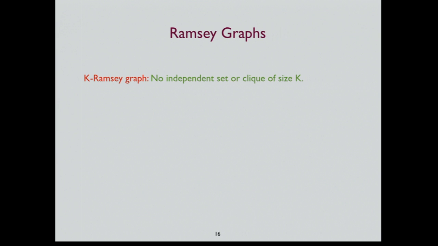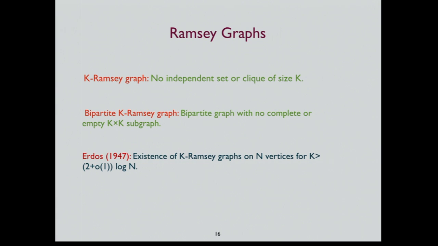So a K-Ramsey graph has no independent set or clique of size K. A bipartite K-Ramsey graph has no bipartite K by K clique and no bipartite K by K independent set. And Erdős, in maybe the first use of the probabilistic method, showed the existence of K-Ramsey graphs when K is just about 2 log n. But again, we were interested in explicit constructions.